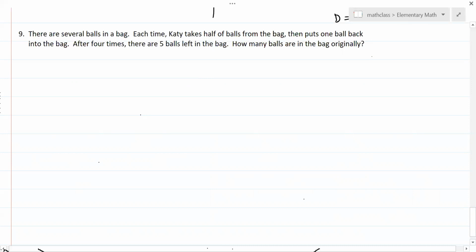Then you look at the remaining balls in the bag. Then you take half and put one back. Take half and put one back, 4 times. How many balls were there originally, if we see 5 balls left?